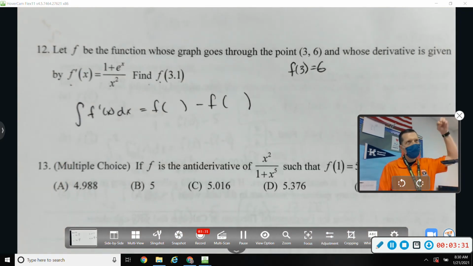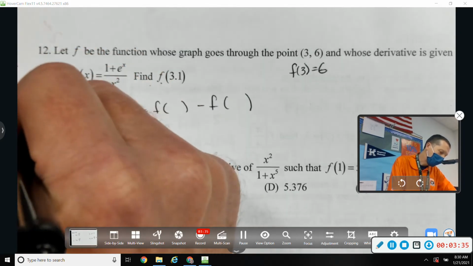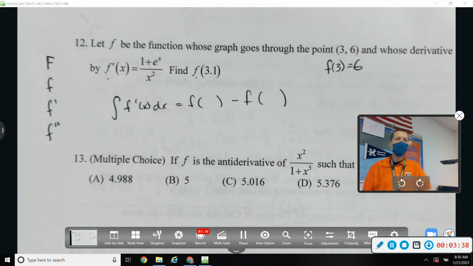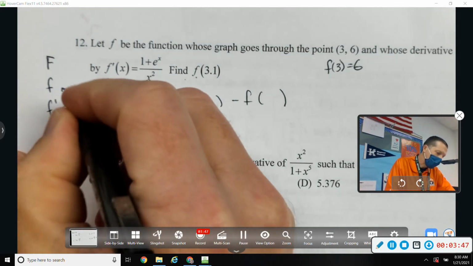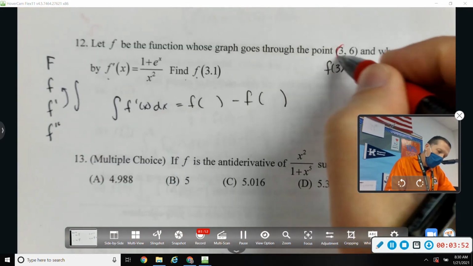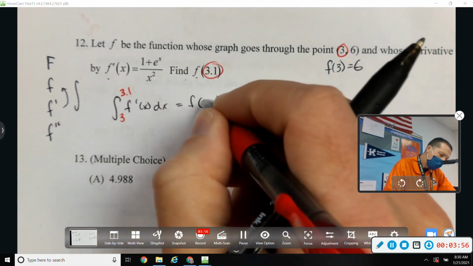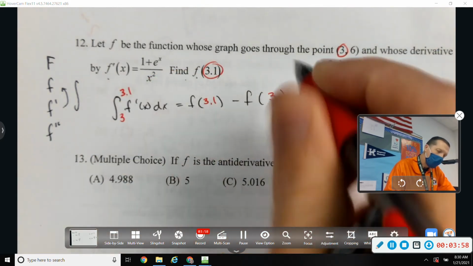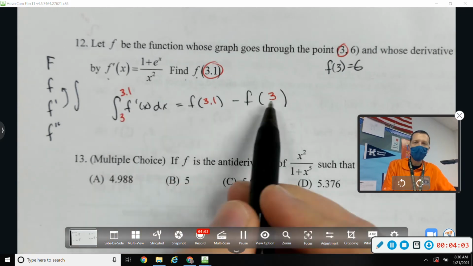I'm thinking this in my head. It's no crime to write it out if you need to see it visually, of taking derivatives, taking antiderivatives. So if I know f prime and I want to get to f, that is on the antiderivative way to go. Our x values are 3 and 3.1. So smaller one to bigger one, and then top one minus bottom one.